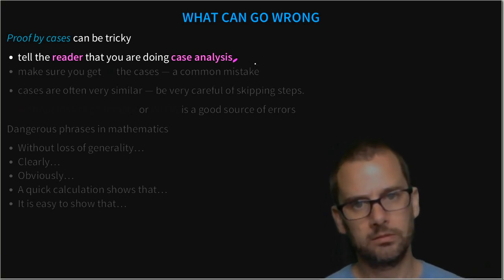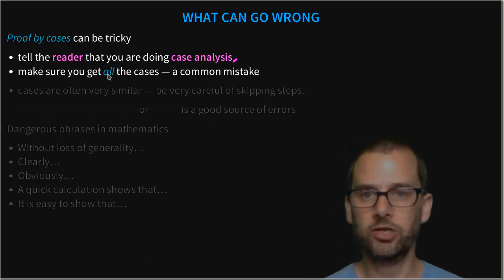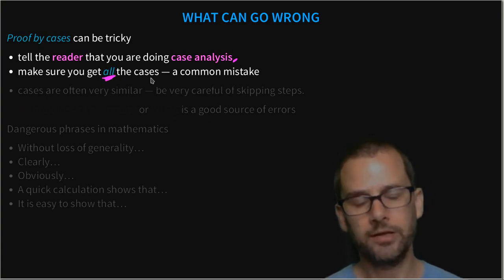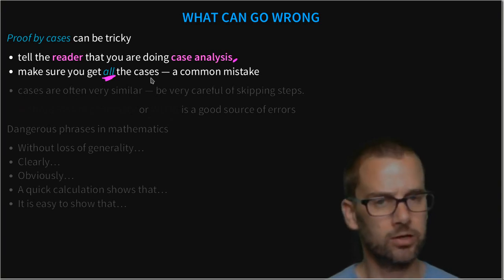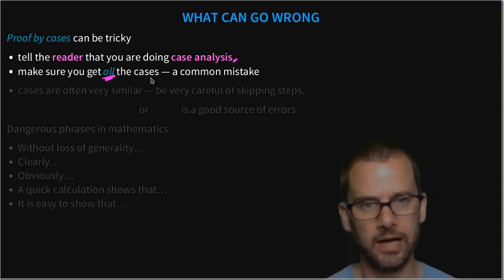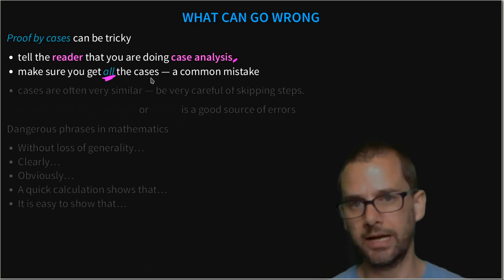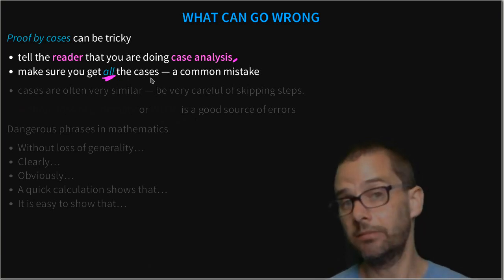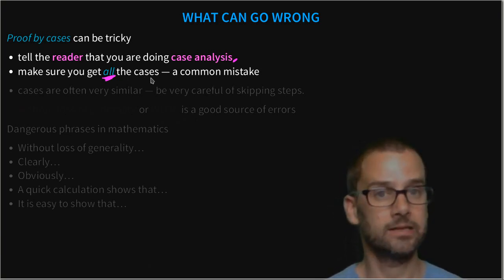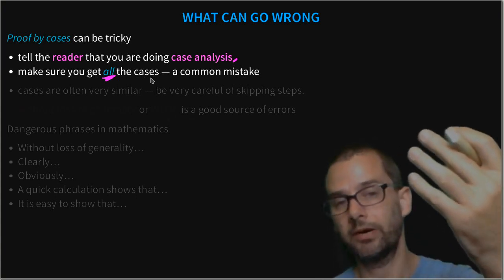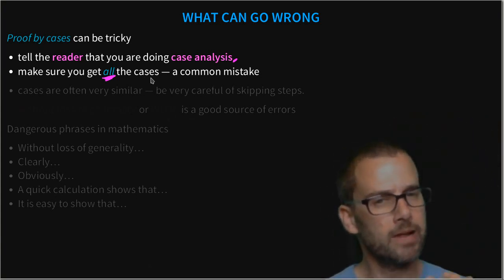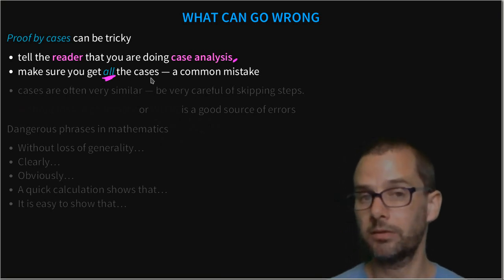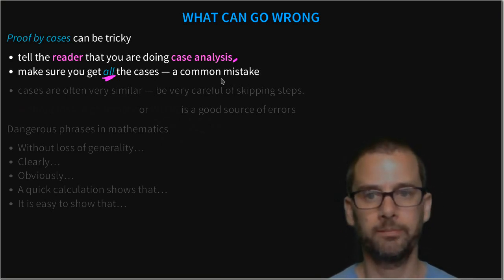Now, a very common mistake is to make sure that you get all the cases, that you haven't somehow missed one of the possibilities in the hypothesis. This is a very common mistake, so you really have to think very hard about how the hypothesis breaks up into cases. And indeed, in more complicated proof by cases examples, a case might break up into sub-cases, which break up into sub-cases, and so forth. So making sure you get all the cases can be a problem, okay? So you have to be very careful there.